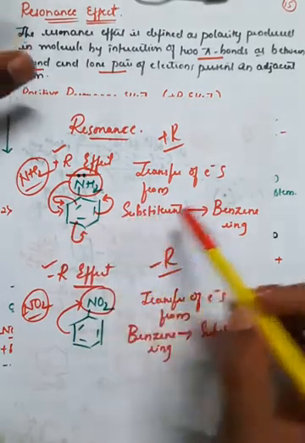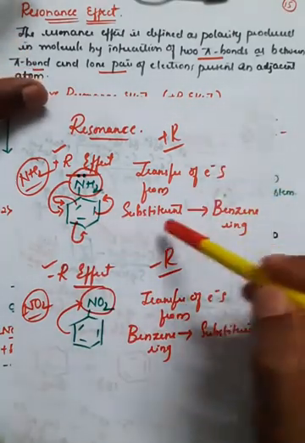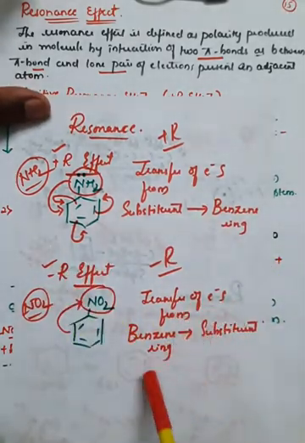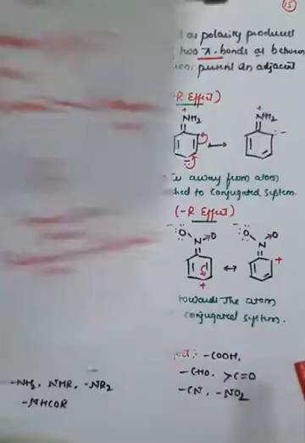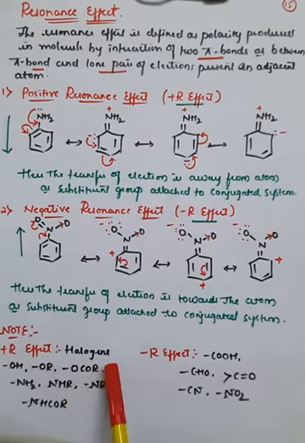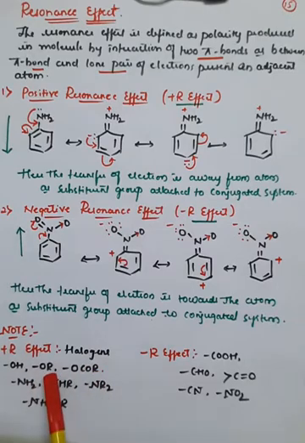The main thing is the transfer of electrons from substituents to the benzene ring in the plus R effect, and in the minus R effect, the transfer of electrons from the benzene ring towards the substituent. And there are different groups which show the plus R effect as well as the minus R effect, right? So when the benzene is bonded with the halogens, that is X minus, or OH, or OR, or OCOR, NH2, NHR, NR2 and NHCOR.